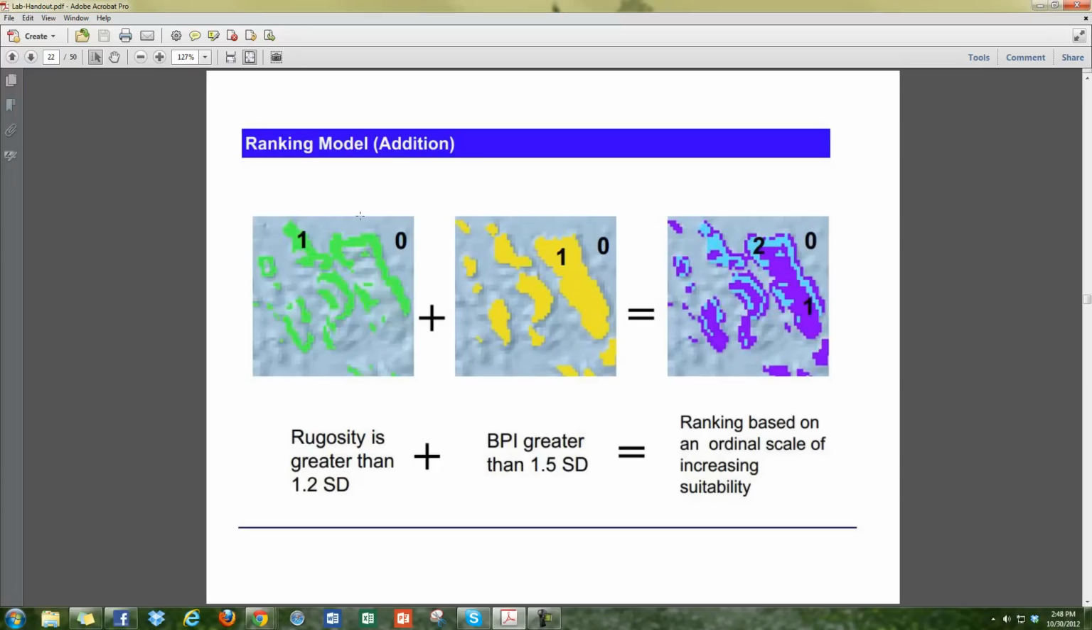The ranking model is going to add different parameters. So you can see here rugosity is greater than 1.2 standard deviations. We say that's true. We get, of course, again, true or false, 1 or 0. Here we have BPI greater than 1.5 standard deviations, true or false, 1 and 0. But we're going to add those two things together, and what we end up with is 2 being the best habitat, 1 being okay habitat, 0 being not suitable habitat. So then we can get a range of habitat values. This is where we have multiple parameters where not all parameters have to be met.